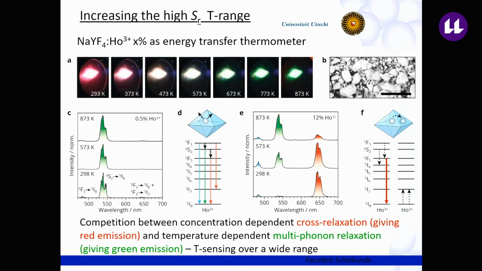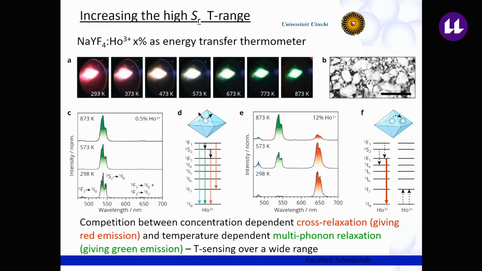So, increasing the temperature range. You can use energy transfer thermometry, where you use energy transfer between lanthanide ions to really extend the range much wider than what you can use with the Boltzmann thermometer. And as an example I have here, and that takes some time, a holmium thermometer. And the nice thing is also the visual. You see at room temperature it emits red. With 12% holmium, at 873 it's green.